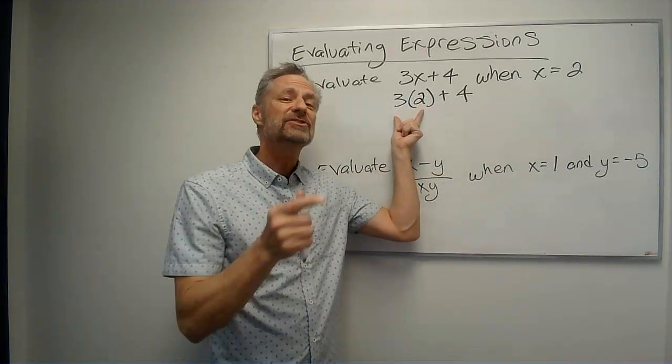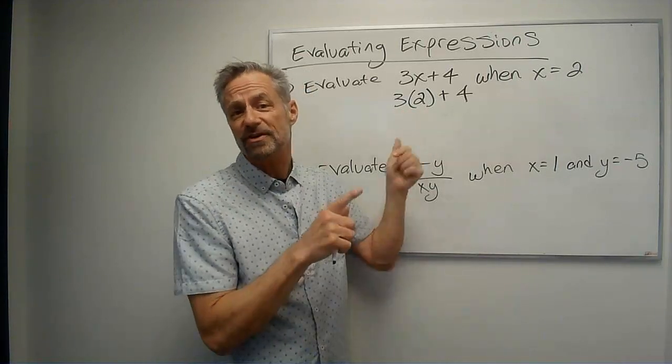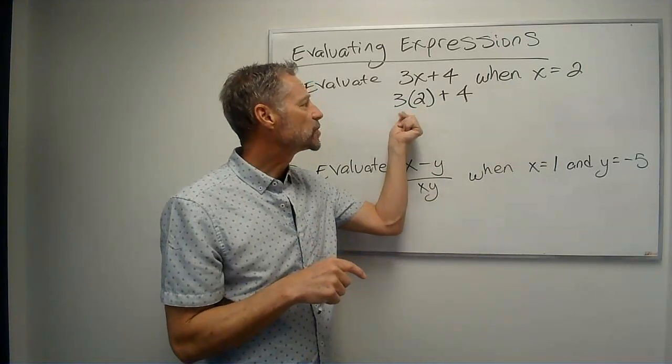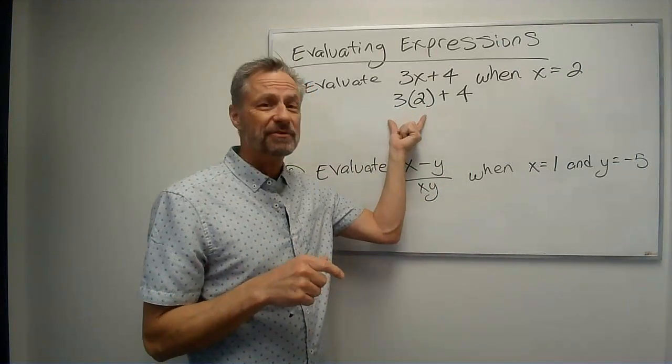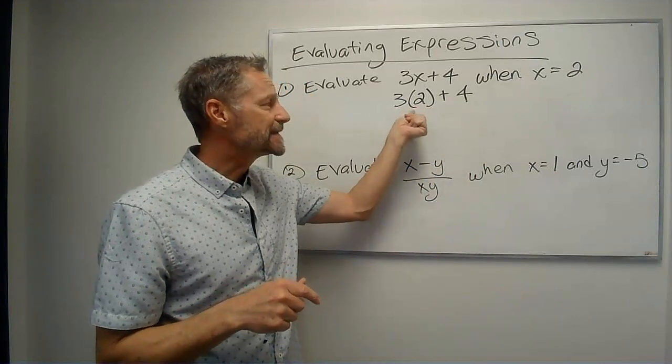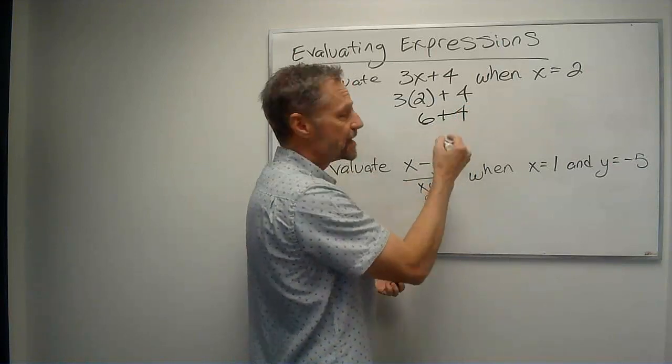Now remember, if it doesn't show you an operation, it means multiplication. So there's no addition or subtraction or division symbol between these two. So it means 3 multiplied by 2. Remember your order of operation, we're going to have to multiply before we add. So 3 times 2 is 6. And then 6 plus 4 is 10. And we're done.